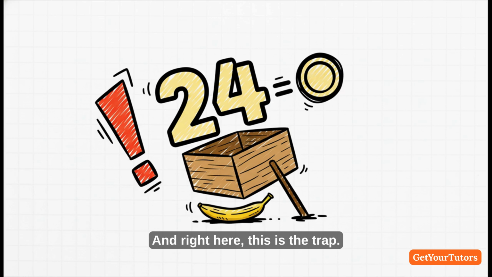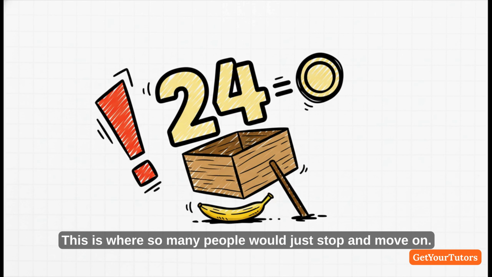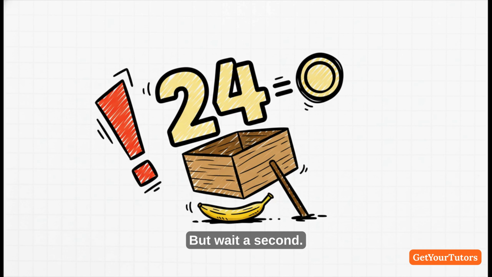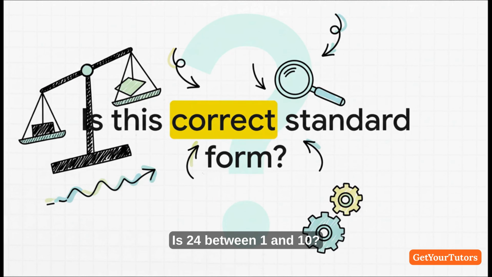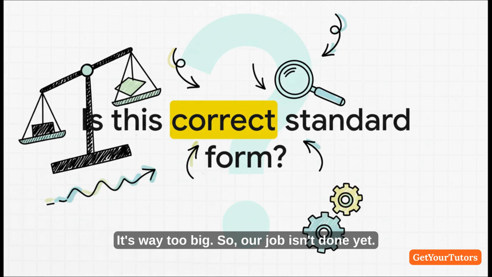And right here, this is the trap. This is where so many people would just stop and move on. But wait a second. Is it right? Let's go back to our golden rule. Is 24 between 1 and 10? Not even close. It's way too big. So our job isn't done yet. We have one more really important step.